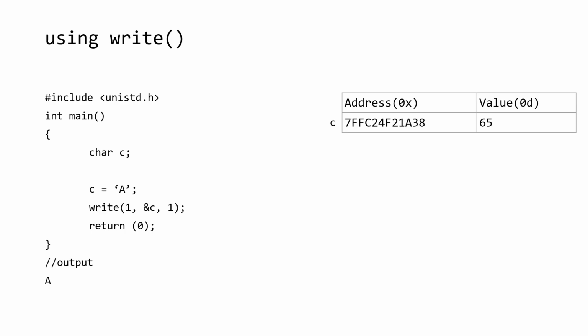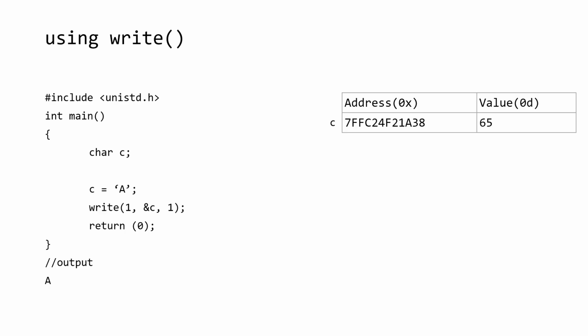Next, we assign a to c. What happens when we use a single quote around the a? It tells the compiler to look up the ASCII table, and in the ASCII table, you can see that a has a decimal value of 65. And actually, what is being held in the memory address at c is not the value a, but actually the value 65.